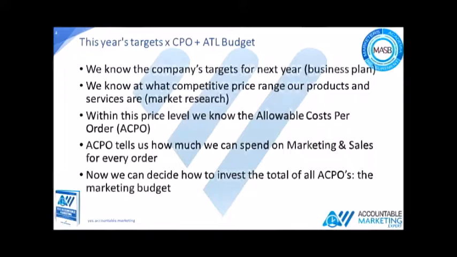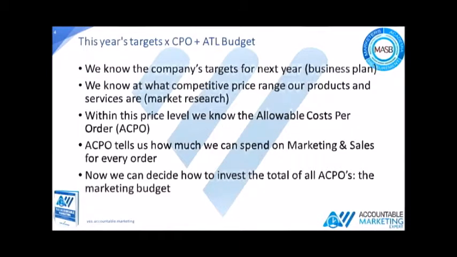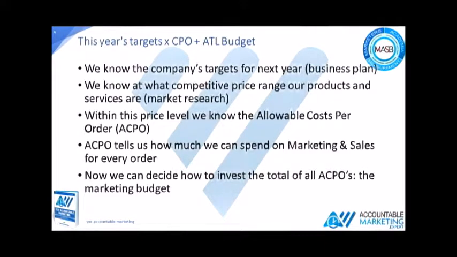So you know the company's targets for next year, because they come from the business plan, and also you know what the competitive price range will be of your products and services, and you know that from the marketing research. And within the price level we know the allowable cost per order, also referred to as ACPO, and the ACPO tells you how much you can spend on marketing and sales to sell an order. And so now we can decide about how to invest the total of ACPOs, because that's your marketing budget.